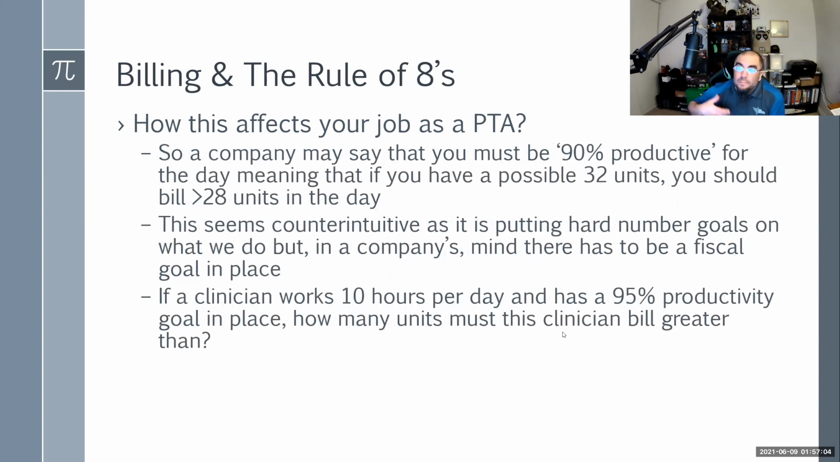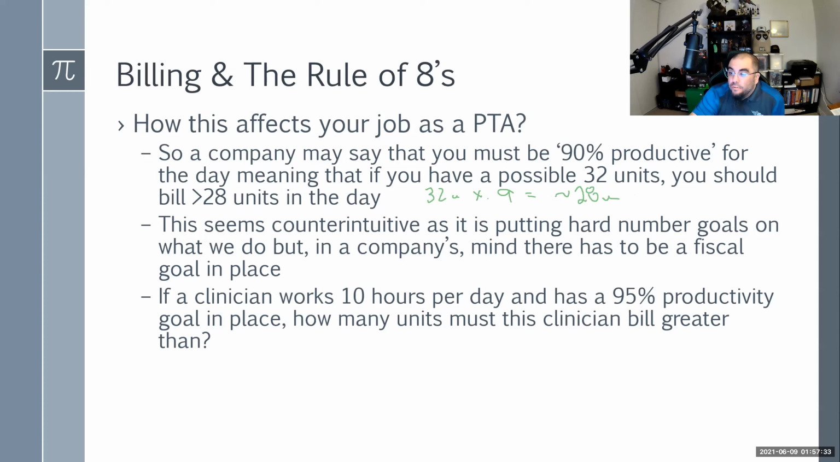So if a company says you must be 90% productive for a day, it means you have to bill... you have a normal possible 32 units, right? 32 is 8 times those 4 units. So you have a possible 32 units. To get 90% productive, we have to multiply that times 0.9, using that percentage class we had before, right? And so 0.9 times that is about 28 units. That will get you safe for the day.